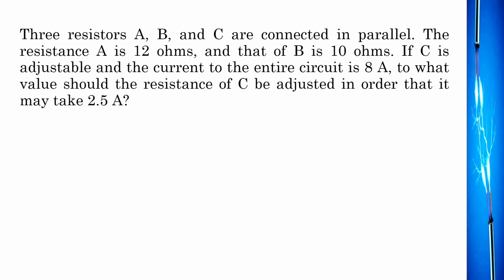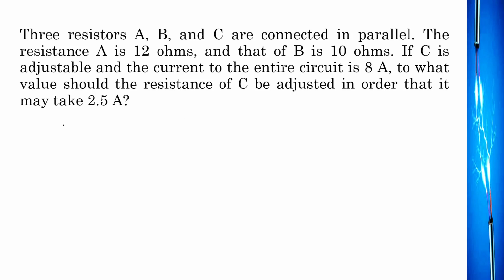Next, 3 resistors A, B, and C are connected in parallel. The resistance A is 12 ohms, while dun naman sa B ay 10 ohms. So, if C is adjustable and the current to the entire circuit is 8 amperes, to what value should the resistance of C be adjusted in order that it may take 2.5 amperes?